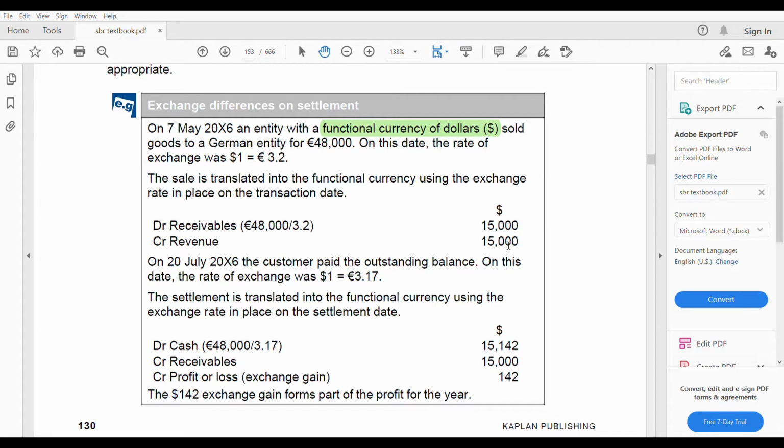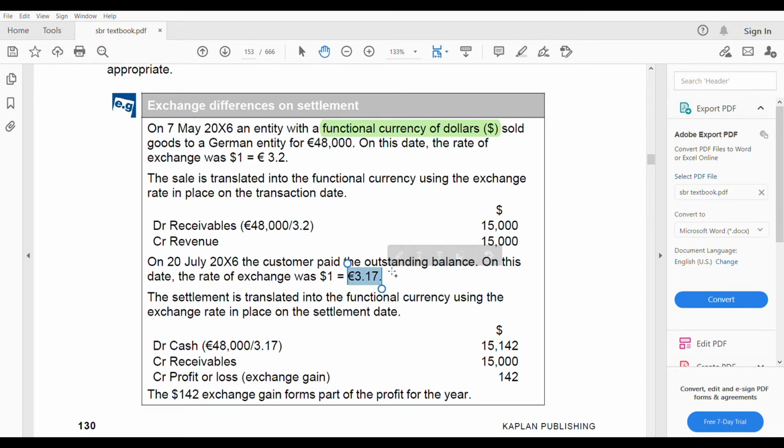Okay. So the customer paid the outstanding balance. On this date, the rate of exchange became 3.17. So the settlement is translated into the functional currency using the exchange rate in place on the settlement date. On this date, whatever the rate is, the balance you have to translate using this rate, not the beginning one. So that will be 48,000 divided by 3.17.